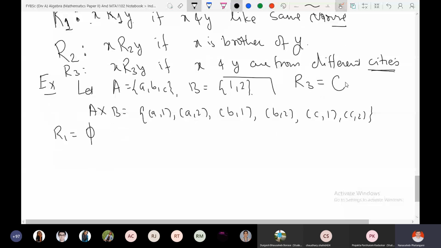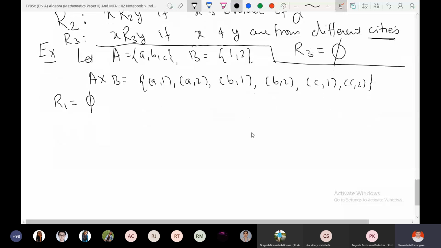Empty set. And therefore, because every subset of A cross B is a relation, empty set means what? No member is related to any other member. Right? Is it clear now? What is the meaning of empty set or empty relation? Yes, sir. So therefore, a relation can be an empty set. And here we have the example where X and Y are from different cities, which is not possible for family members. Fine.